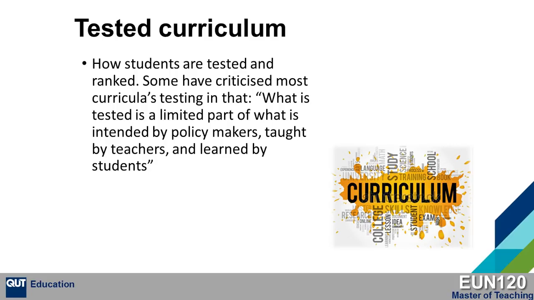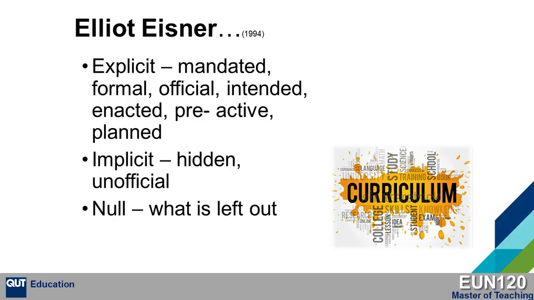Other educational theorists have also used other terms with regards to curriculum. For example, Elliot Eisner. In 1994, Eisner used the terms explicit and implicit. By explicit, he was referring to what may be Cuban's official and taught curricula, but he saw this as only a small part of what schools actually teach. Other terms have been used for this category, including mandated, formal, pre-active, planned, or intended.